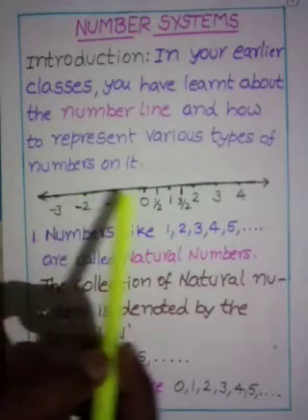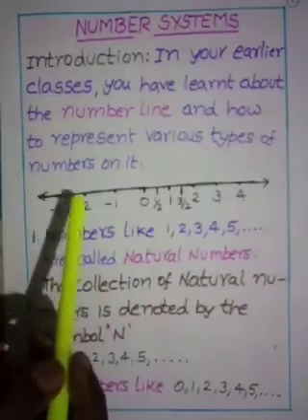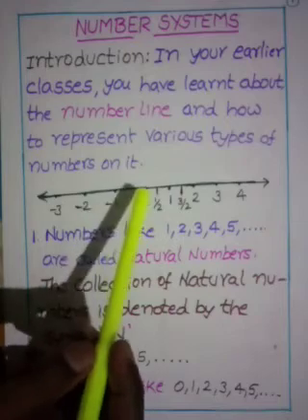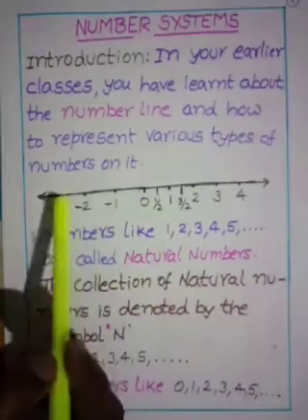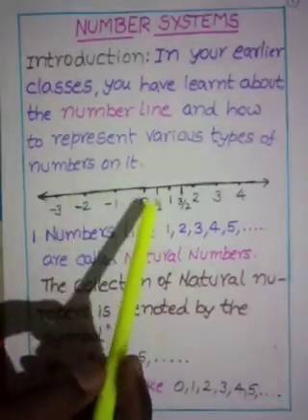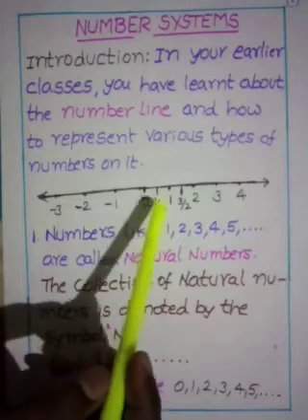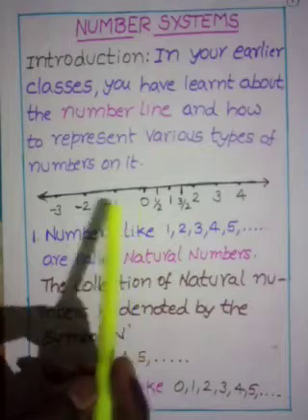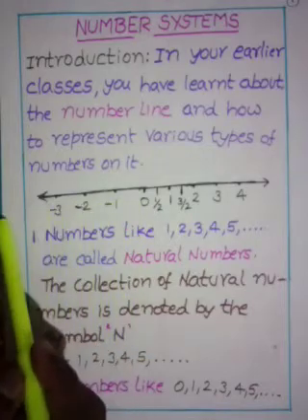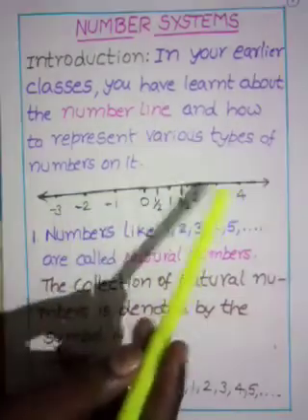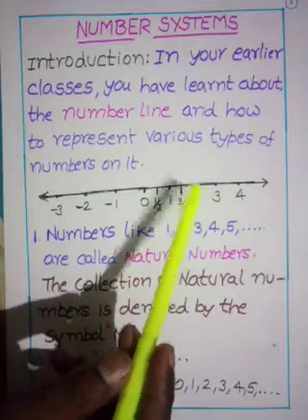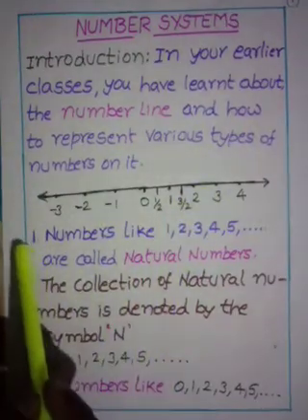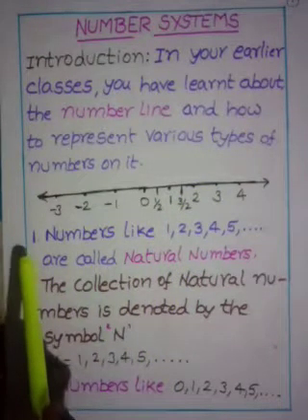Now see this number line. On this number line, we mark the points at equal distances and we label the points like 0, 1, 2, 3, 4. Left side of the 0: minus 1, minus 2, minus 3 and so on. This is called the number line. Okay, my dear children. Now come to the different types of numbers.